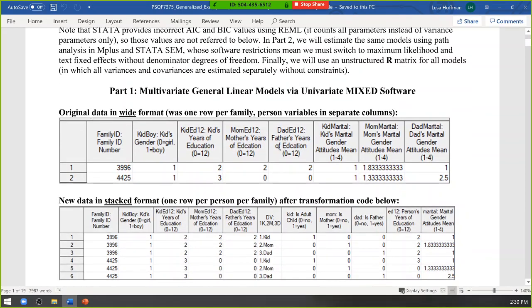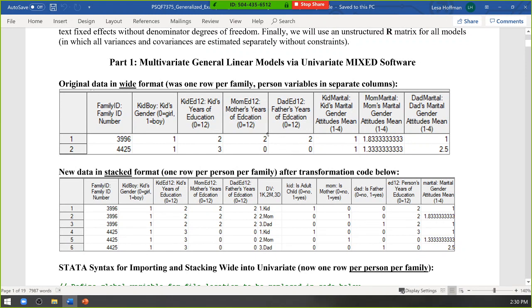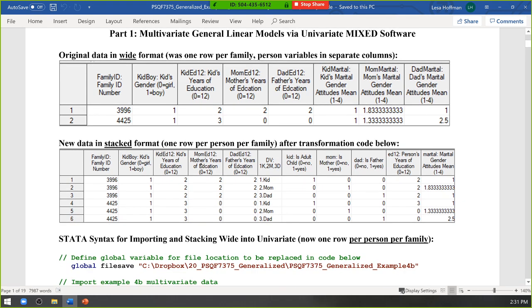So we have to start out by taking a data set in which one row is for a family. So I've got the gender of the child as a variable, the education level of each person as 3 more variables, and then the marital attitudes variables as the last 3. And I need to take this wide data set and stack it so that it's 1 row per person rather than 1 row per family. So I have code for that below, but after we're done stacking, this is what we're going to have.